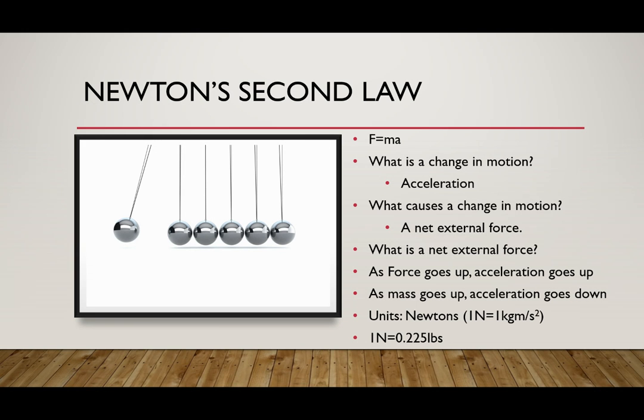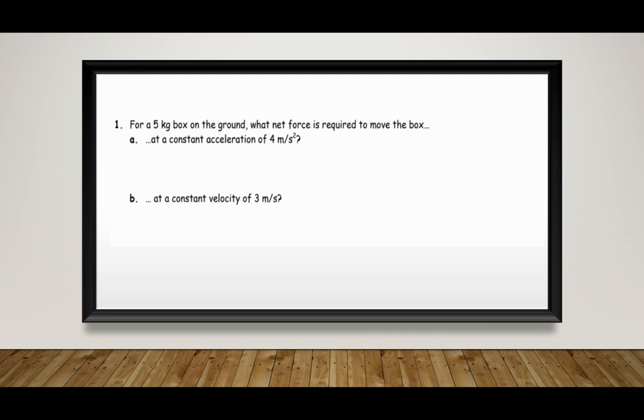Smaller mass, greater acceleration. So mass and acceleration are inversely proportional to each other, and force and acceleration are directly proportional to each other. The unit that we use for Newton's second law is called a Newton. One Newton, with a capital N, is the equivalent of, remember we said mass times acceleration, kilograms times meters per second squared. So 1 Newton is the equivalent of 1 kilogram times meters per second squared. And in American units, 1 Newton is about 0.225 pounds.